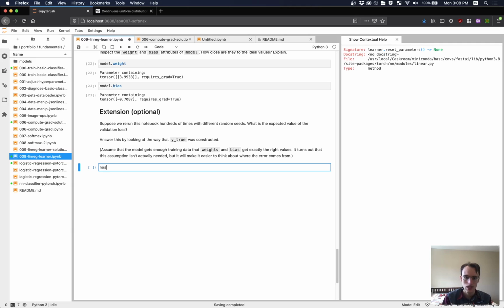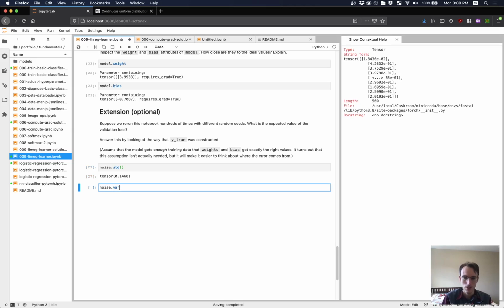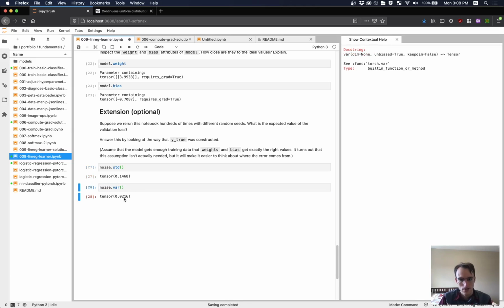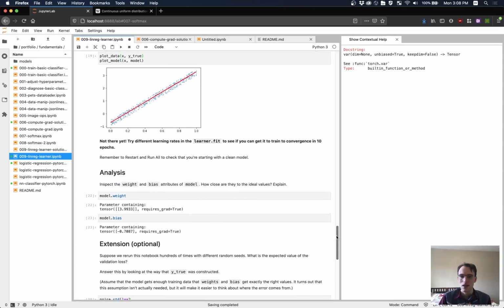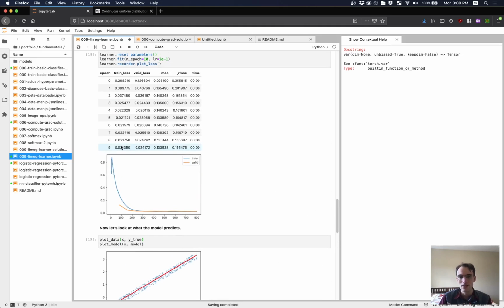Let's look at the standard deviation of our noise: 0.1415. What's the variance of our noise? 0.02. Does that ring a bell? In fact, remember that standard deviation squared is variance. Exactly the same here. So the amount of error that we can't get rid of is the variance of the noise.